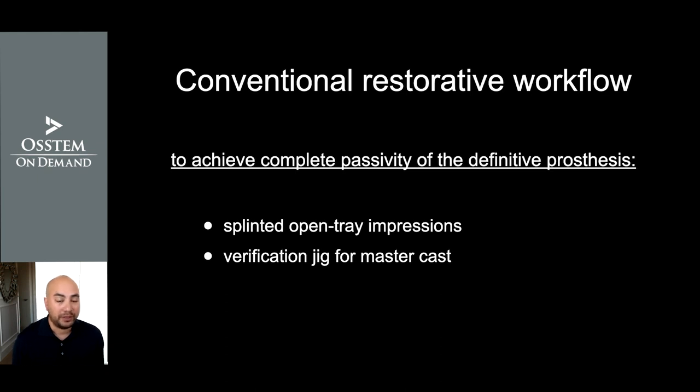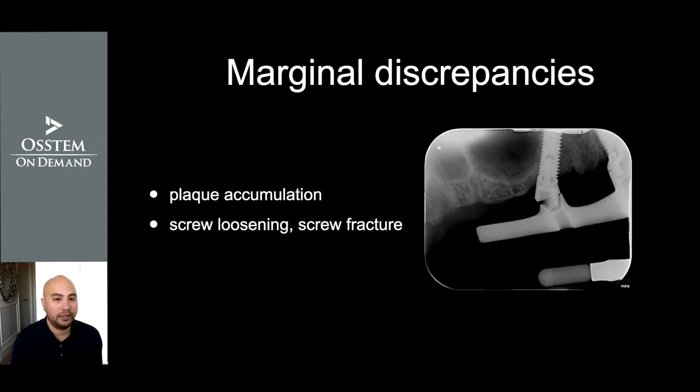To achieve a complete passivity of the definitive prosthesis, it is important to do a splinted open tray impression and possibly do a verification jig for the master cast. If we don't do that, we can end up having marginal discrepancies, misfit of the titanium metal framework, which leads to plaque accumulation and screw loosening, and also screw fracture.